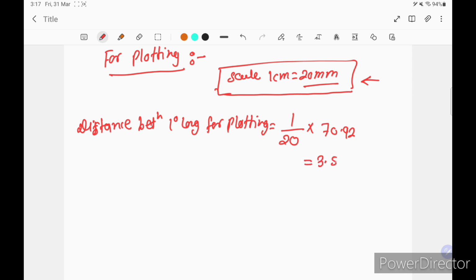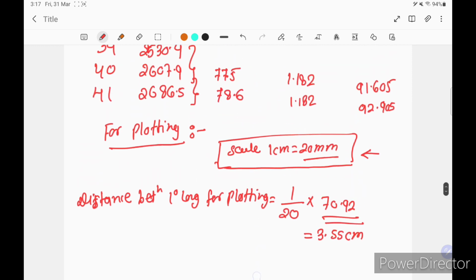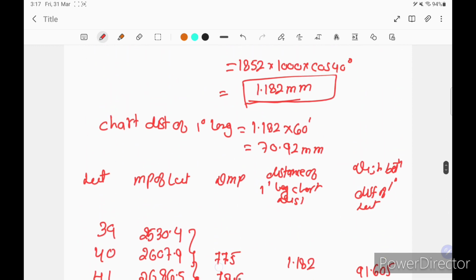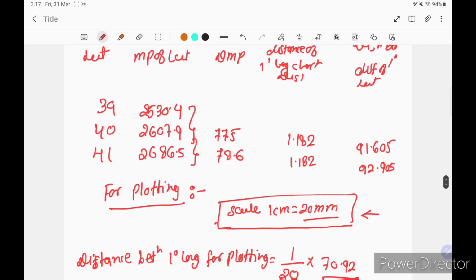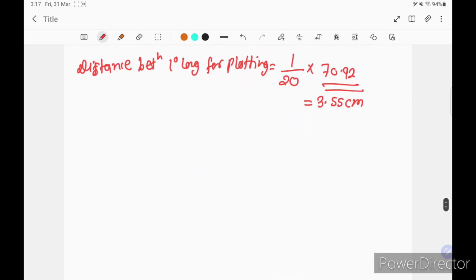So 3.55 cm. From where do we get this 70.92? From here, the chart distance of 1 degree longitude. Okay, now the distance between... First we take out the longitude, then we take out the latitude. Okay, 1 degree latitude.